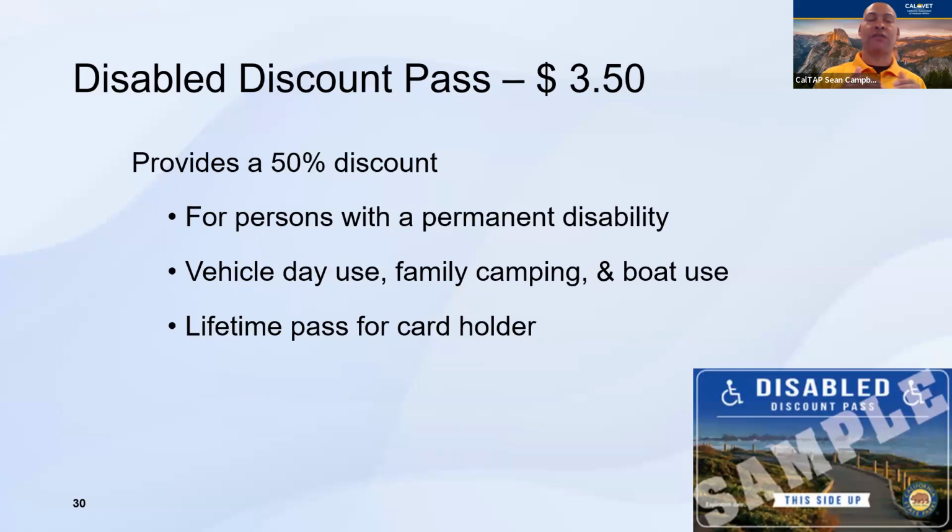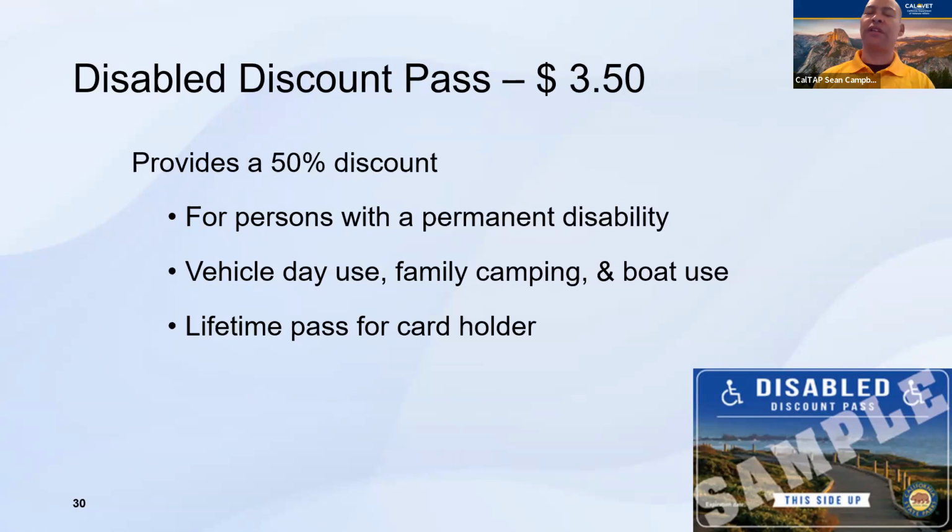Now, the Disabled Pass is a discount pass that provides a 50% discount for persons with a permanent disability. It allows vehicle day use, family camping, and boat use as well. Once you get this pass, it's a lifetime pass for the cardholder. So it's pretty cool, and it gives you that lifetime ability. If you look in the lower right-hand corner of the screen, there's an example of what the pass actually looks like.